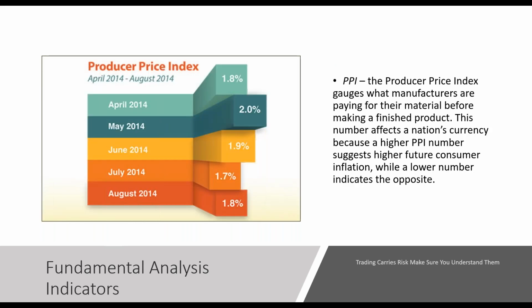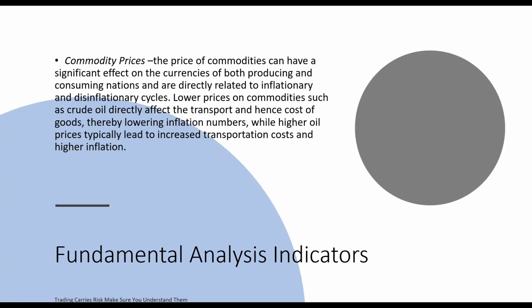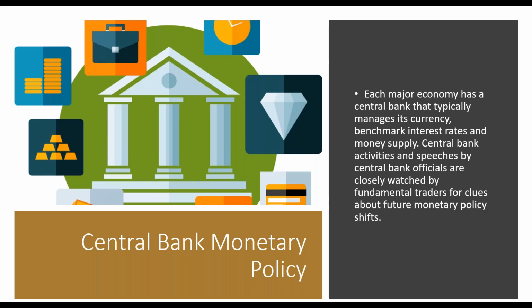Then we have producers price index. PPI helps us foresee how inflation is affecting the manufacturer, because if his goods are costing him more to manufacture something, he's eventually going to have to pass that price increase forward. And we have the purchasing managers index. We have the commodities price index. All of these are factors that affect the central bank monetary policy.